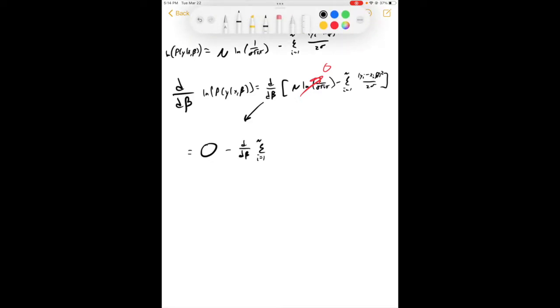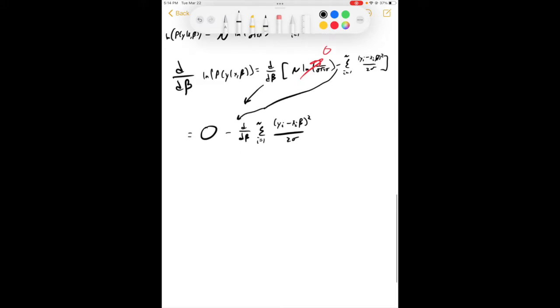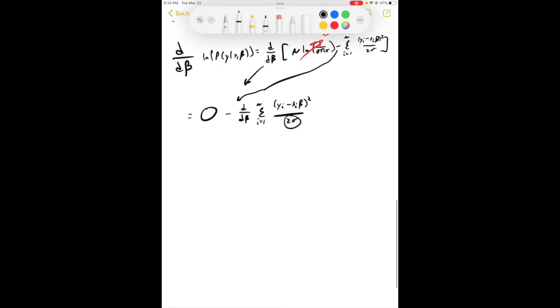of the sum from i equals 1 to n of (y sub i minus x sub i beta) squared over 2 sigma. I went ahead and moved the negative out. Now we can also move this out front. Let's go ahead and do that. Get rid of the 0. We don't care about it anymore. 1 over 2 sigma. Remember we moved that out front. Times the derivative with respect to beta of the sum from i equals 1 to n of (y sub i minus x sub i beta) squared.